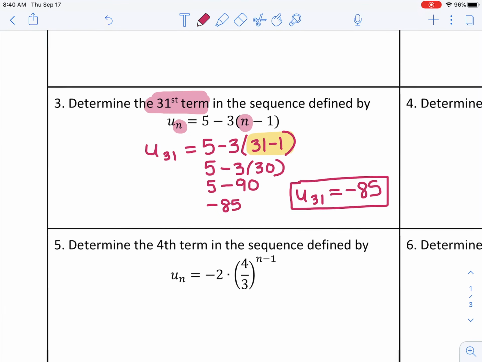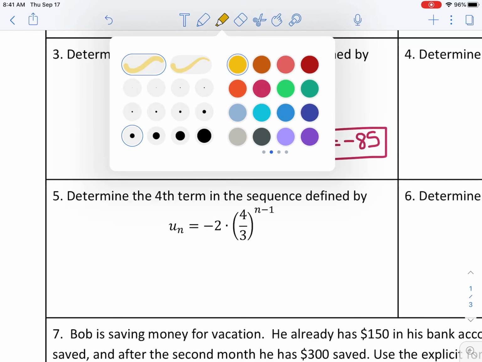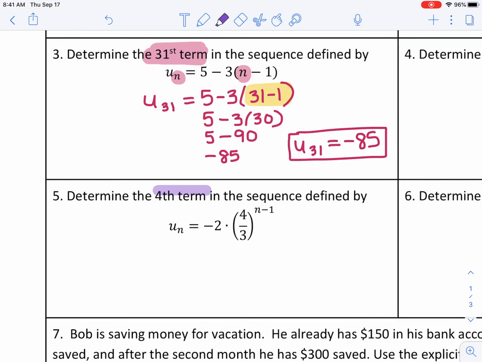Great job. If you notice, this is an arithmetic sequence because our n minus 1 is right next to our common difference. That's different than number 5, the next one we're doing, where the n minus 1 is in the exponent. Therefore, it's a geometric sequence. So in number 5, now we're going to determine the 4th term in the sequence. Again, we're plugging in 4 to all the n's.